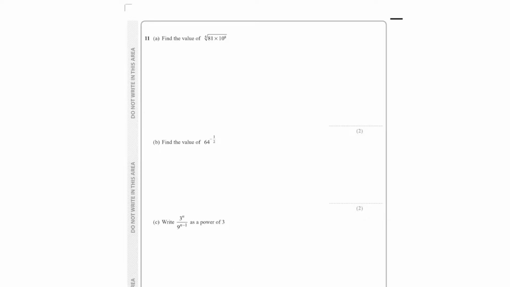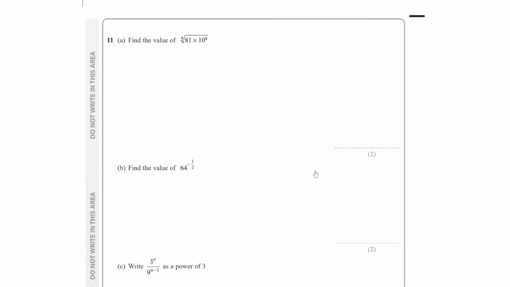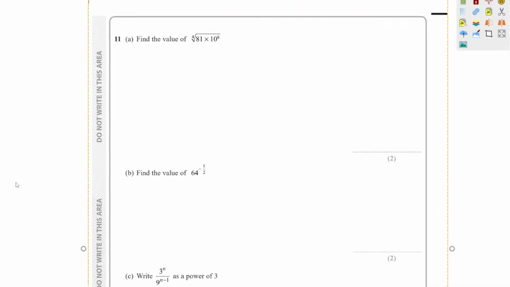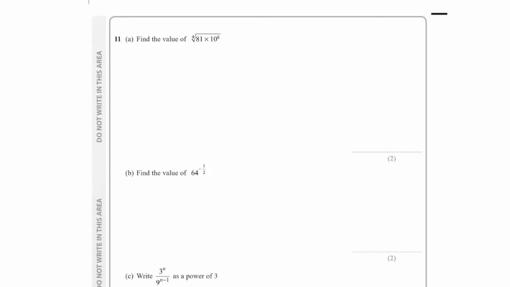Okay, so it's quite small. I'm going to make this a bit bigger. So we've seen this a lot before. You're going to get some kind of indices, aren't you, at some point in this paper. The first one I feel like might be a little bit tricky to know what to do. So find the value of the 4th root of 81 times 10 to the power of 8.